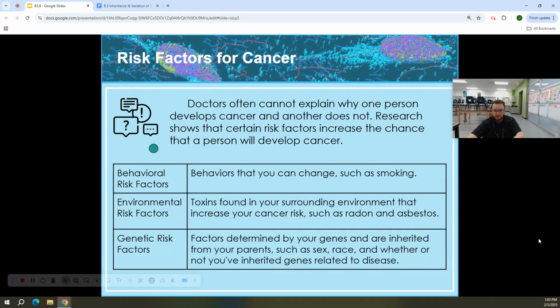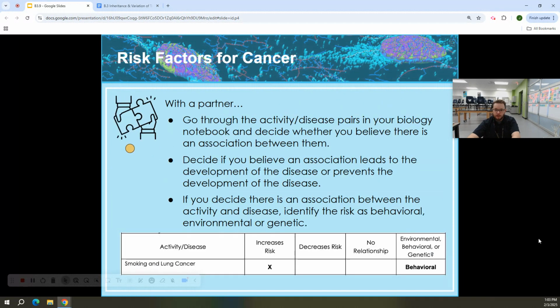Some of these things include sex, race, and whether or not you've inherited genes related to different cancers, like we talked about in lesson 8, looking at the pedigrees. If I inherit the gene that doesn't code for the appropriate P53 protein, then that came from my parents. That's in my DNA. There's nothing I can do to change that.